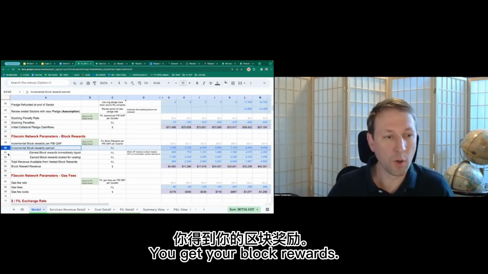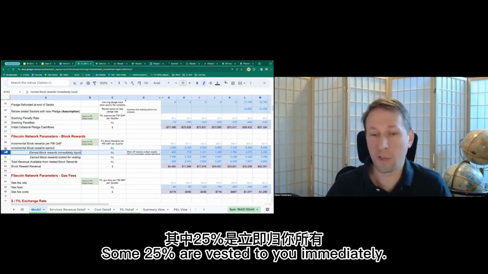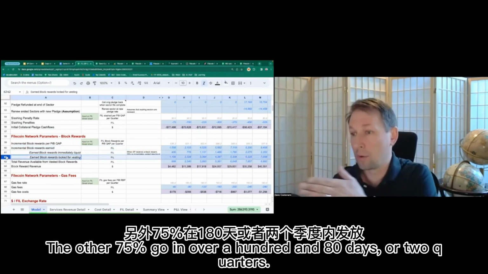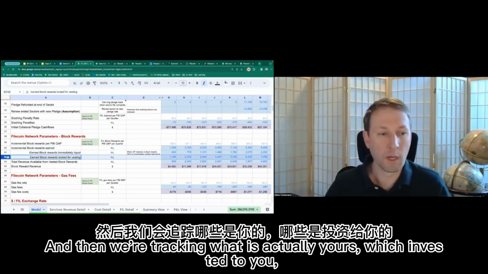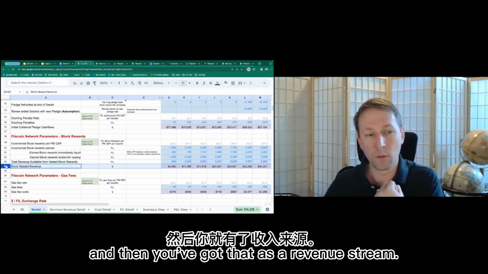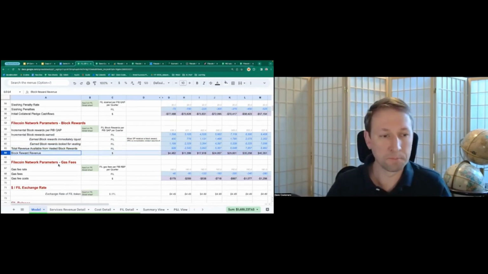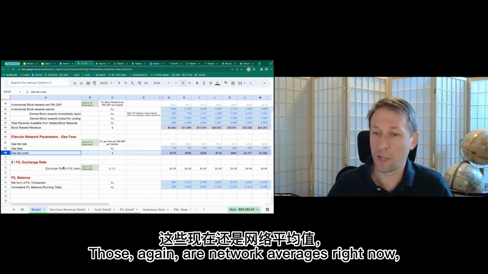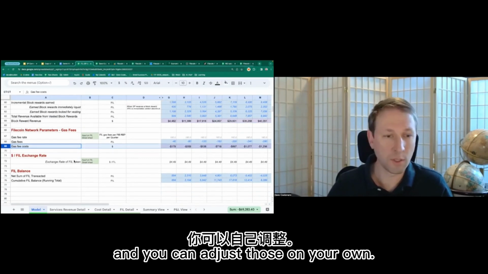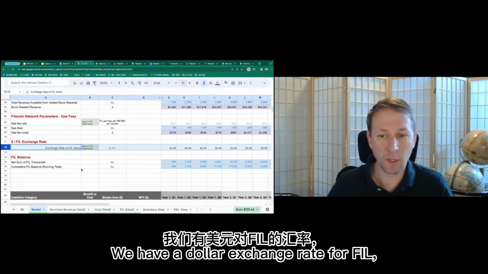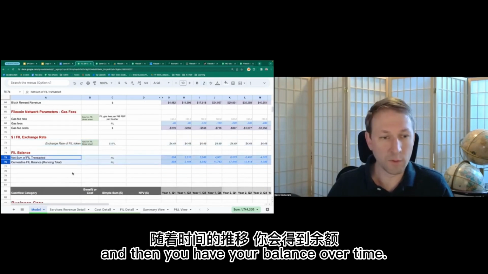Same thing with block rewards. You get your block rewards. Some 25% are vested to you immediately. The other 75% go in over 180 days or 2 quarters. And then we're tracking what is actually yours, what's vested to you, and then you've got that as a revenue stream. Filecoin also has gas fees, transaction fees, fee costs. Those again are network averages right now, and you can adjust those on your own. We have a dollar exchange rate for Phil, and then you have your balance over time.